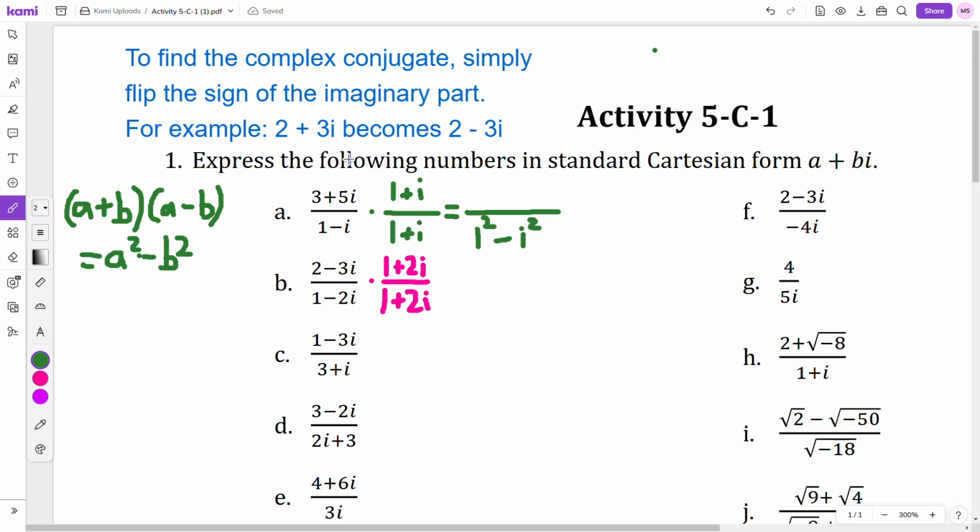And so what does that become? Well, again, I'm just going to stick with the denominator here. 1 squared is 1, minus i squared. Well, that's negative 1, because remember, i squared is negative 1. And so that's simply going to be 1 plus 1, which is 2. How about that? So our denominator is 2. Now let's do the numerator.